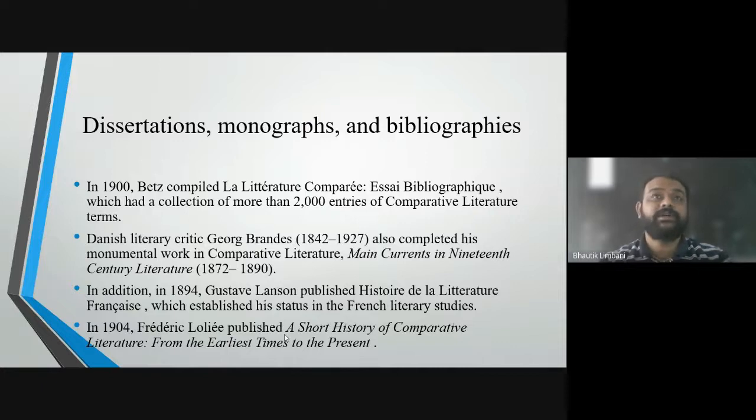So people started thinking about the poetics of comparative literature, where you have terms and jargon explained. And then the Danish literary critic Brandes also compiled a monumental work in comparative literature, and it was very groundbreaking. It was directional: Main Currents in 19th Century Literature, which was then comparative literary studies. And similarly, you have other books which gave direction to scholars who wanted to explore this field further.